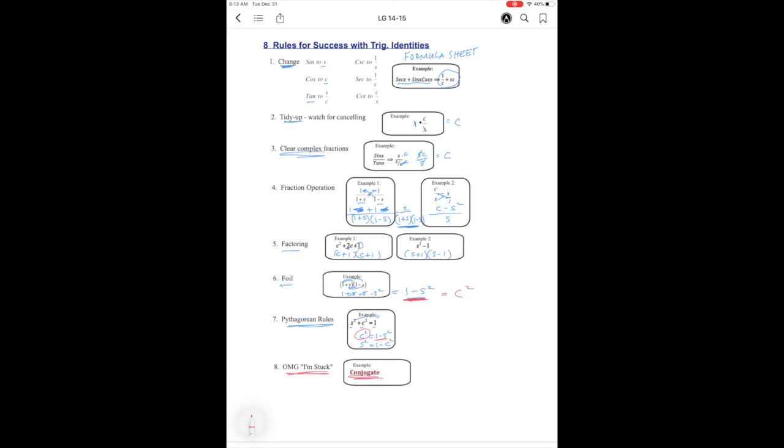And the last rule is, oh my God, I'm stuck. It's when you have a conjugate rule going on. Generally if I have a 1 plus an s on this side and on the bottom, on the other side I have 1 minus s, that's a red flag saying I'm going to conjugate, and I'll get into that. You could have c's here, like 1 plus c and 1 minus c. Those are what we call red flags for conjugating.